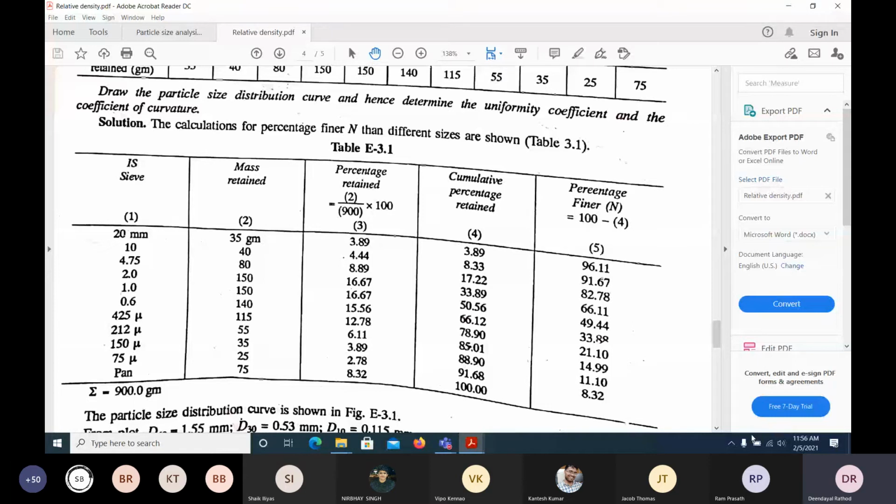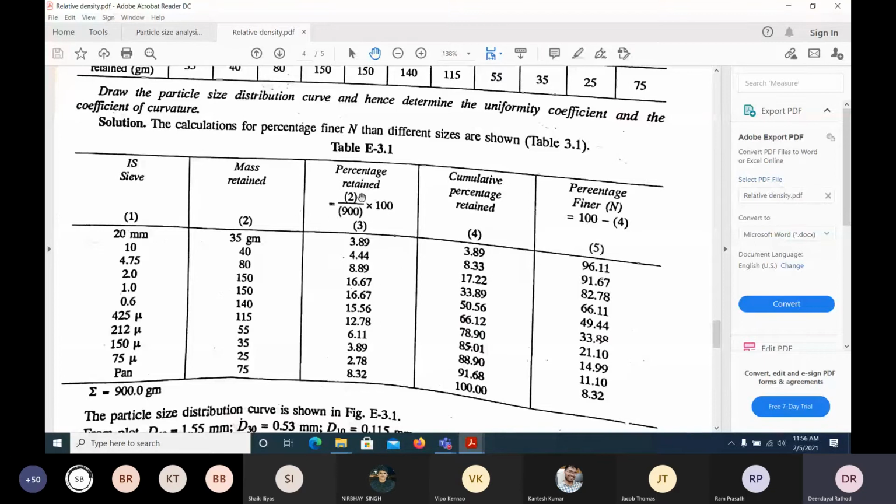Now, once you calculate the mass retained on each sieve, you calculate the percentage retained on each sieve. That means divide by 900 and multiply by 100. That will give the percentage, 3.89, 16.67. So sand is more in this, is it not? This portion is quite high. Gravel is also less and this clay portion is also very less. So this is more sand, is it?